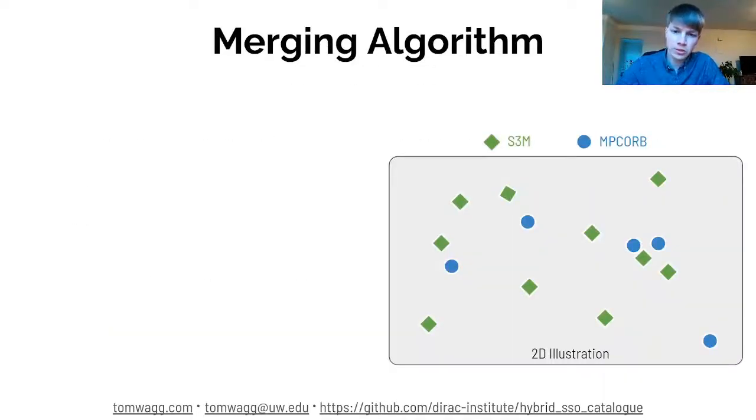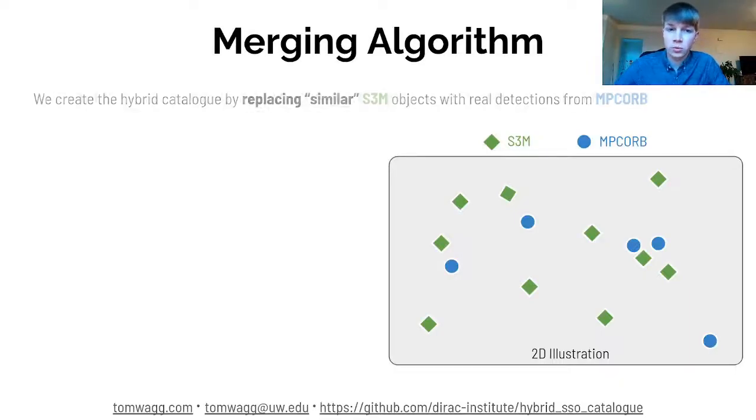Let me tell you how we do it. What we're essentially doing is merging these. We're taking objects from MPC Orb, which are real detections, and we are replacing similar objects within S3M, which is from Grav et al. 2011. It's a simulated solar system catalog. This similar part is key because we don't want to change the underlying distributions. So we take some things that are very similar, swap them out, and so you have real things with the same distribution as before.